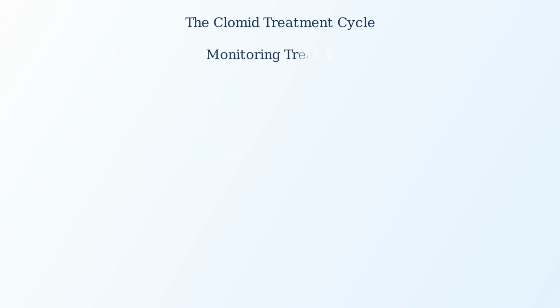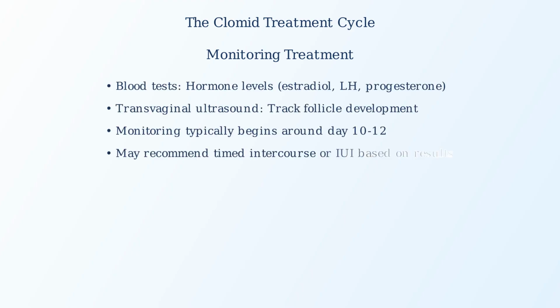Throughout your treatment cycle, your doctor will monitor your progress through blood tests that measure hormone levels such as estradiol, luteinizing hormone, and progesterone. Transvaginal ultrasounds may also be performed to track follicle development. Monitoring typically begins around day 10 to 12 of your cycle. Based on these results, your doctor may recommend timed intercourse or intrauterine insemination to maximize your chances of conception. These monitoring methods help determine if the treatment is working effectively and guide the timing for conception attempts.